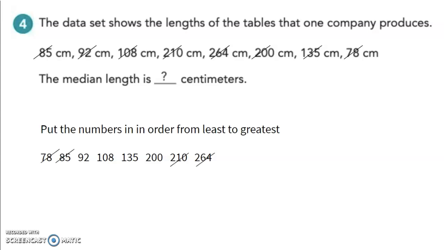Cross out one in the front, one in the back, one in the front, one in the back. I have 2 numbers left. If I cross them both out, I have nothing left. What am I going to do now that I've got 2 numbers left?